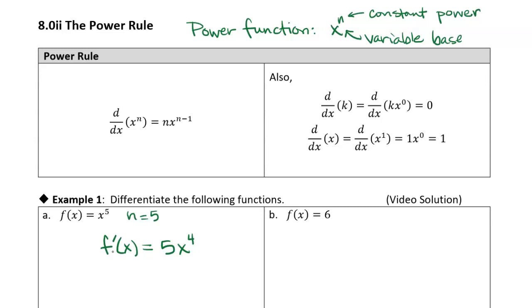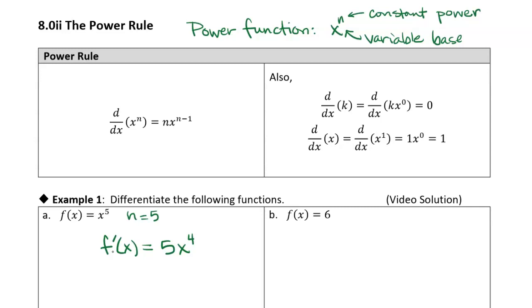Also, just x, plain old x. It doesn't look like there's any power there, but it's the same as x to the 1, so it is a power function. So you bring down the 1 and then subtract 1, so it's 1 times x to the 0. X to the 0 is 1, so the derivative of x is just 1.